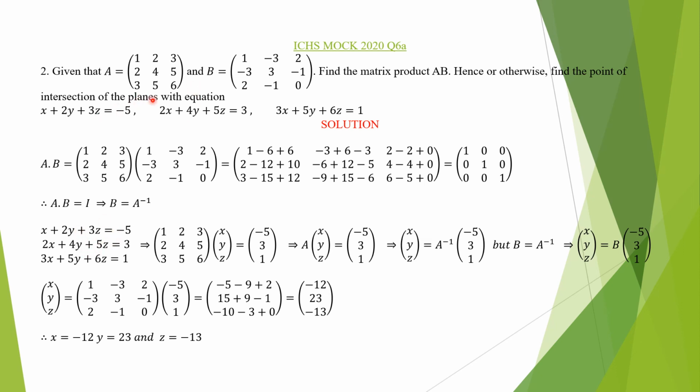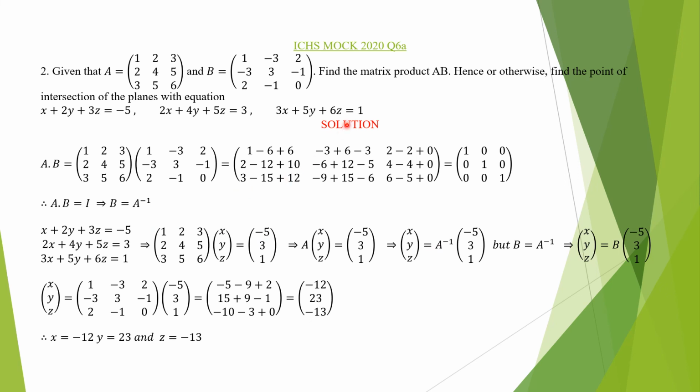Now the second part of the question says find the point of intersection of these three planes. So I can write these three planes as three different equations with three unknowns, and converting this into a matrix equation, then I now have this. And this matrix here that we have is simply A, so I can say A times xyz equals -5, 3, and 1. Therefore xyz is equal to A inverse times -5, 3, and 1. But what is A inverse? A inverse is simply B.